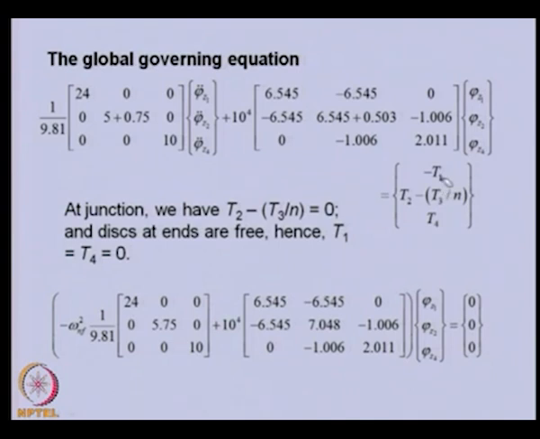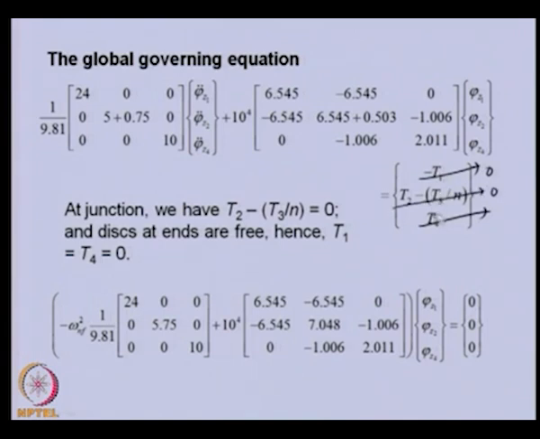And apart from this, because the ends of both the shafts are free, at nodes 1 and 4 there will not be torque because they are free ends where the flywheels are. So the corresponding torques will be 0. So this will be 0, this will be 0, and this is anyway 0 because it is at the junction point.